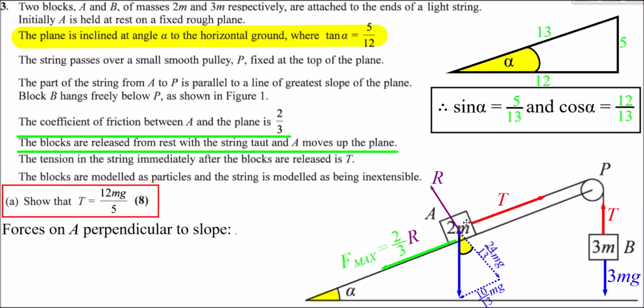So perpendicular to the slope, the forces will balance. The only acceleration is up the slope. There's no acceleration this way. And so the forces perpendicular to the slope going up must be equal and opposite to the forces perpendicular to the slope angled down. So in other words, R must equal 24/13 mg.